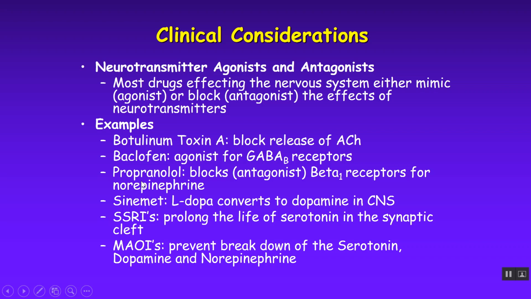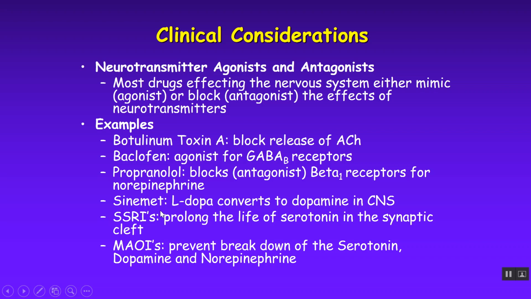Beta blockers, things for blood pressure, propranolol. It's a beta-1 antagonist. It blocks the beta-1 receptors that bind norepinephrine in the heart, okay? And so it blocks that, so it's a beta blocker, okay? This is what they call that.